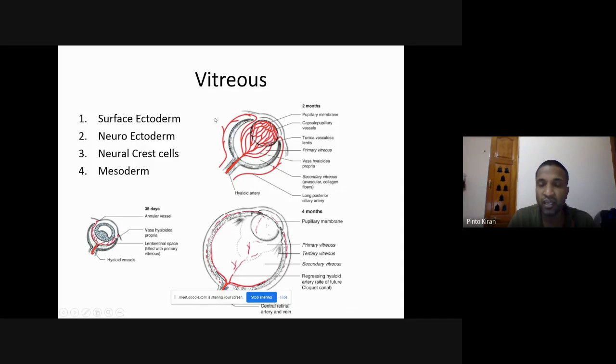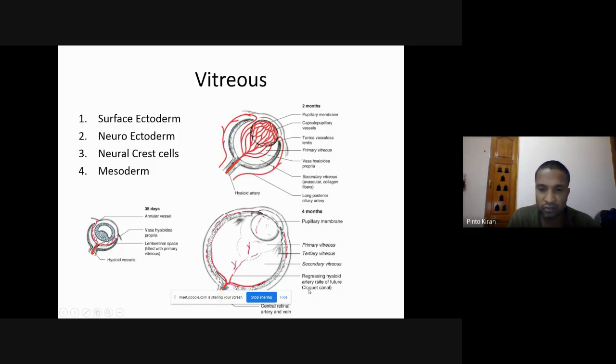The vitreous develops in three types: the primary vitreous, secondary vitreous, and tertiary vitreous. The primary vitreous will regress. Similarly, the secondary vitreous also undergoes regression, but the tertiary vitreous persists. Normally in the embryo, the blood supply arises from the hyaloid artery, and during development this hyaloid artery undergoes regression.